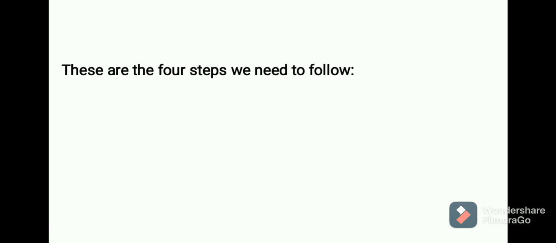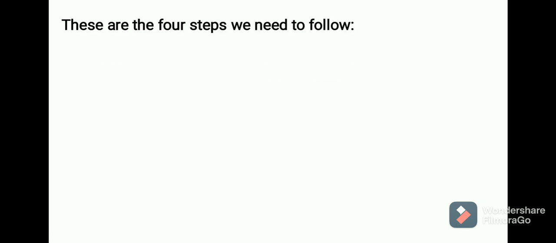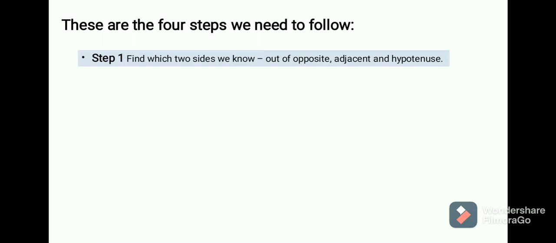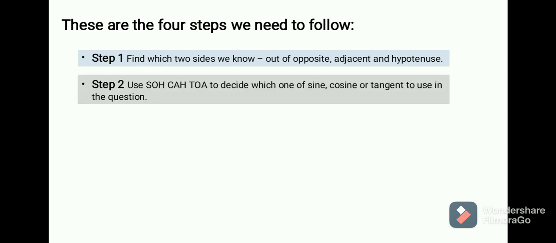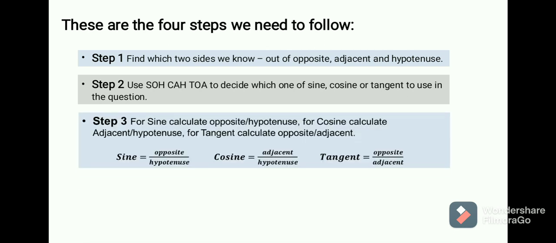So these are the 4 steps we need to follow. Step 1. Find which 2 sides we know out of opposite, adjacent, and hypotenuse. Step 2. Use SOHCAHTOA to decide which one of the sine, cosine, or tangent to use in the question. Step 3. For sine, calculate opposite over hypotenuse. For cosine, calculate adjacent over hypotenuse. For tangent, calculate opposite over adjacent.